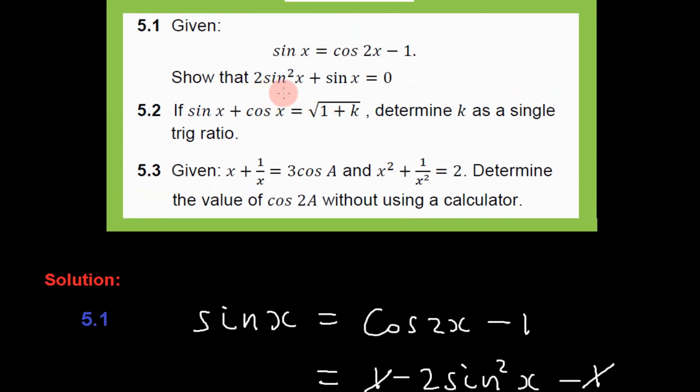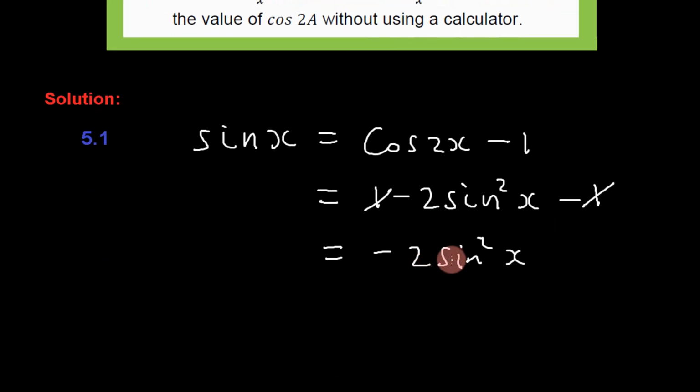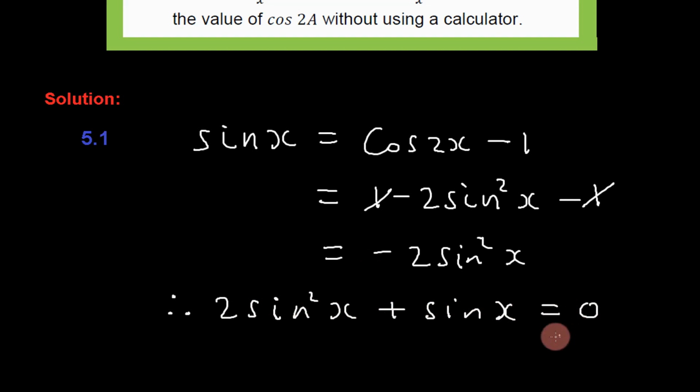We need to show that 2 sine squared x plus sine x is 0. So we bring the right hand side across to the left hand side. And we basically have proved the identity or the equation.